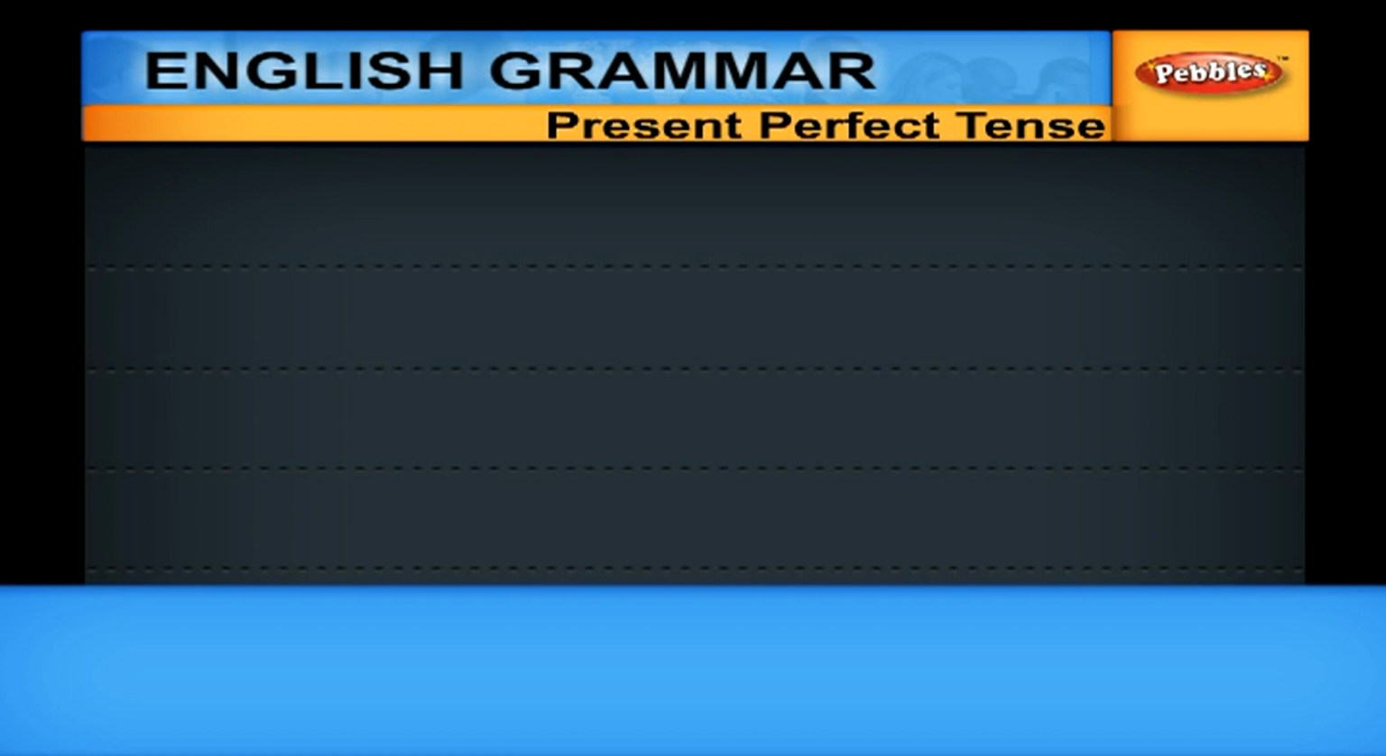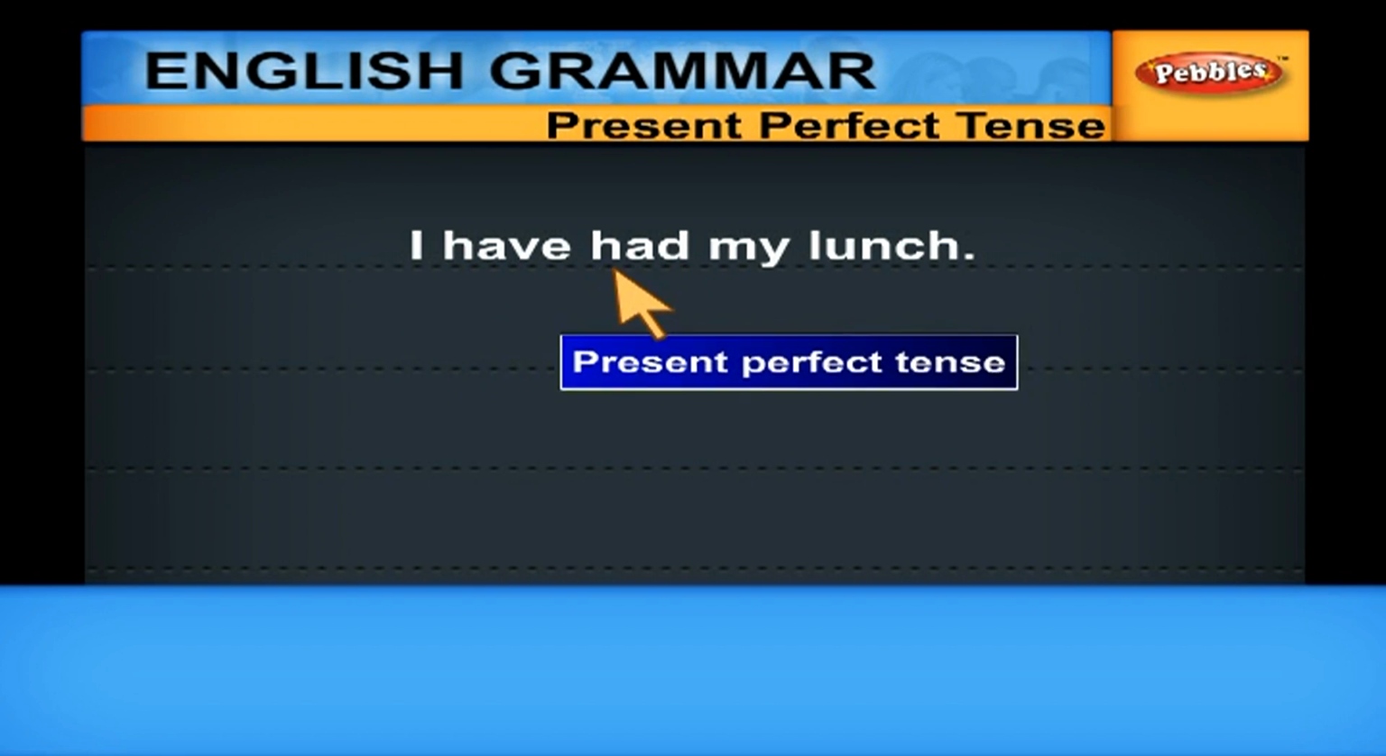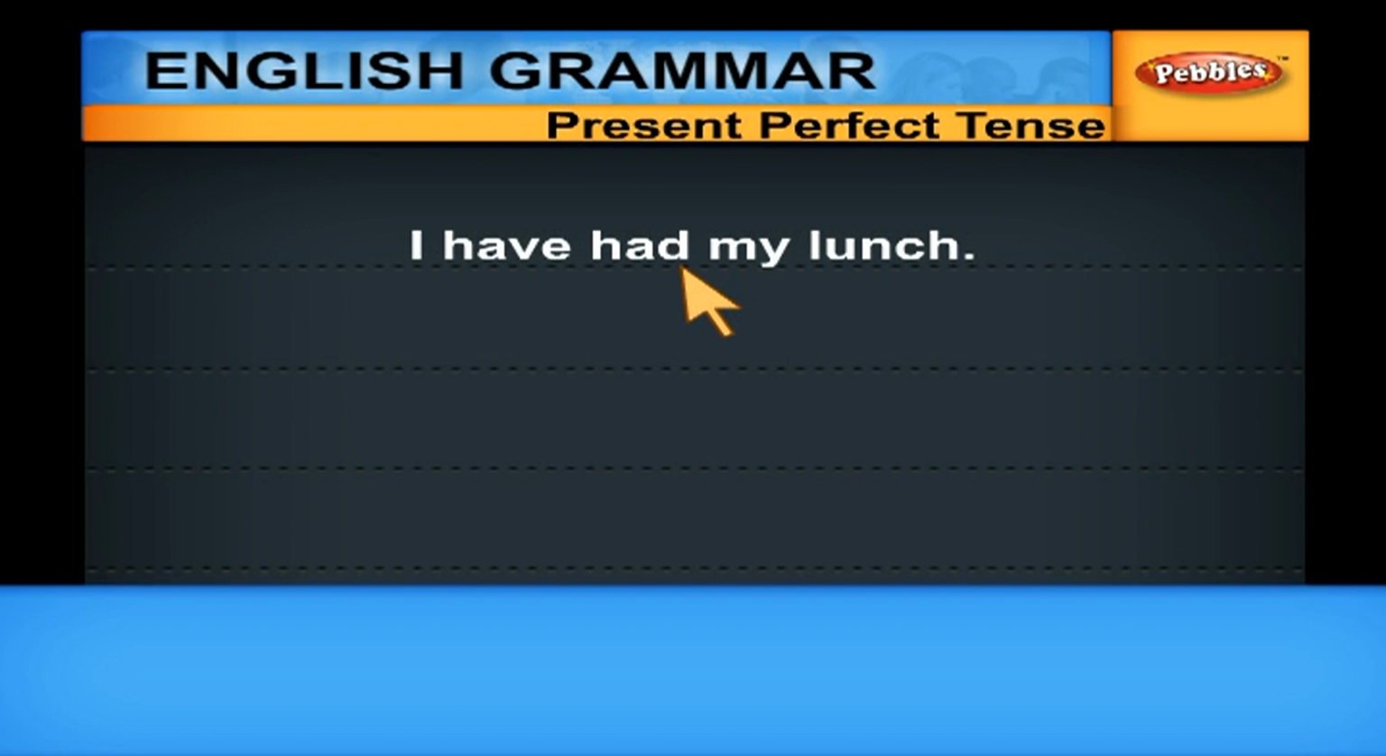Have you come across this expression? I've had my lunch. It is present perfect tense. Here the verb had is functioning as the main verb. Had is the past participle of have. How will you account for this have had? Here you are using had as the main verb. The past participle of have is had. Had has to be preceded by have or has. I being singular, you are using have.